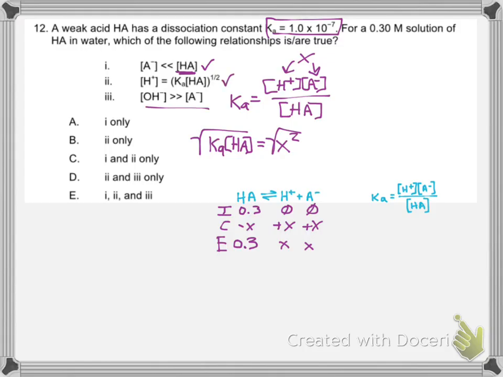And this last statement says the OH minus is much greater than the A minus concentration. Now, this is going to be a very dubious statement here because this is an acid, right? And by definition, in acidic solutions, you're going to have more H plus than you're going to have hydroxide. And since the H plus concentration is equal to the A minus concentration, this statement is indeed defunct. So, 1 and 2 are true, 3 gets the X.